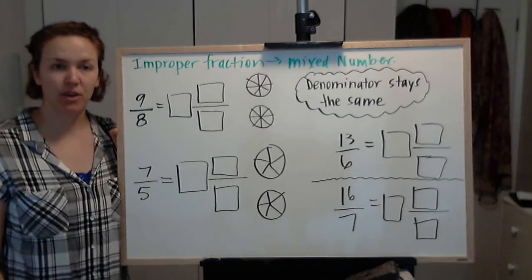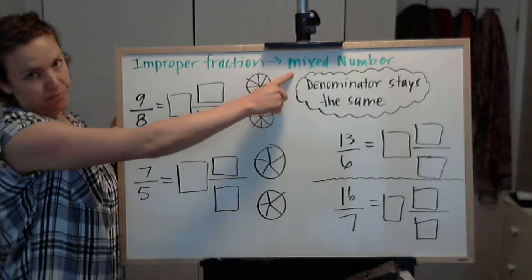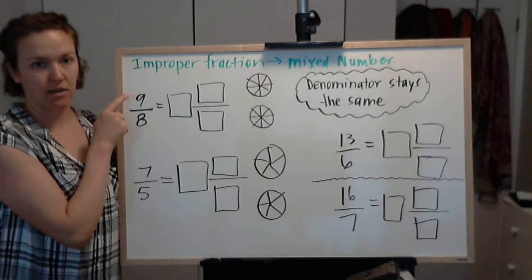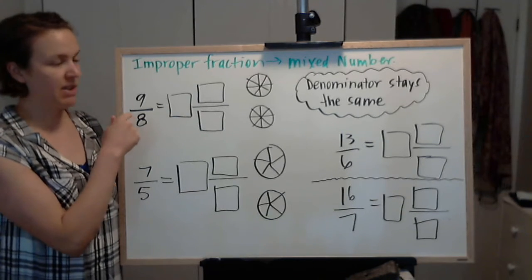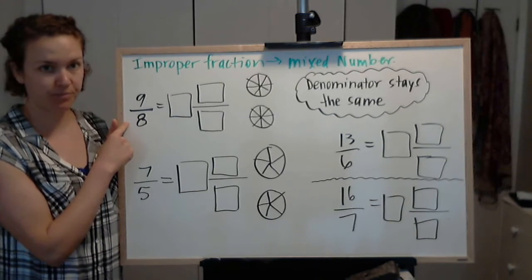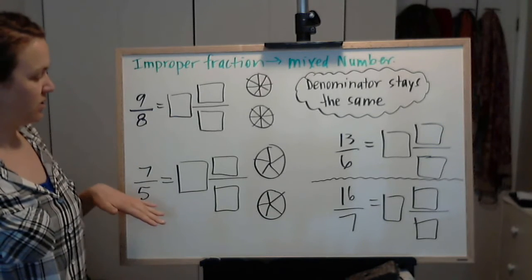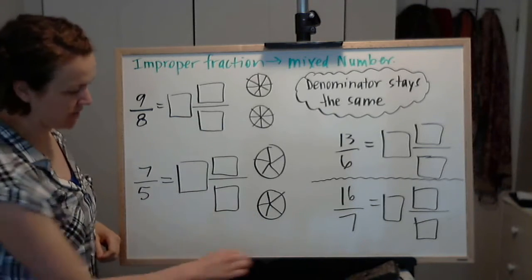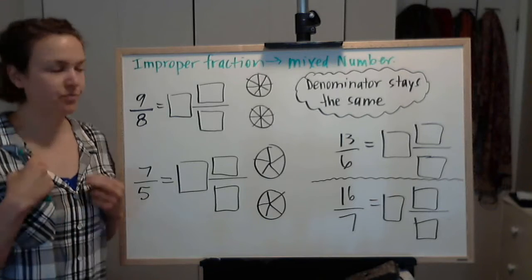This video is for converting an improper fraction to a mixed number fraction. An improper fraction is where the numerator is larger than the denominator, so the number that it represents is larger than one whole. I will show you two ways to convert. The first, you can draw pictures, and the second way, you can use division and remainders.